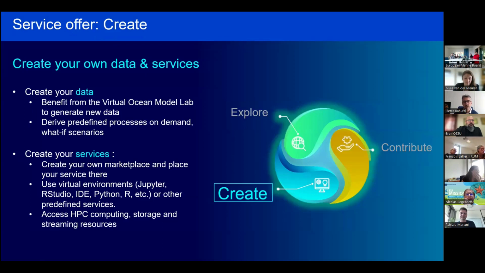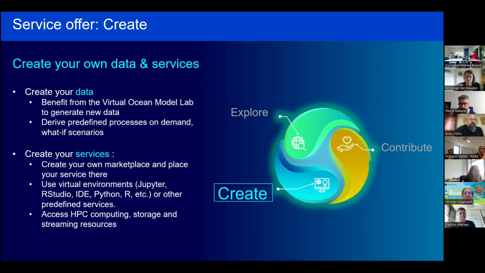And then if we look at the create, when you have all the things that you can put on that, the data, the tools, etc., you can create your own data. You benefit from this virtual ocean model lab, where you can find the tools to support you. Derive predefined processes on demand, the what-if scenario. You create your services. You have your marketplace yourself, and you develop what you want to do with this virtual environment. So this is really challenging, but interesting to imagine a community developing its own environment to run services that is of interest for this community and for others.